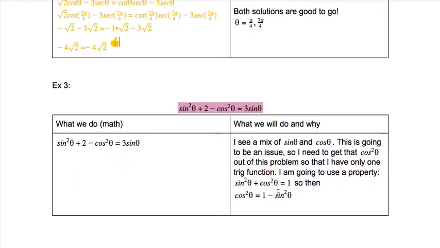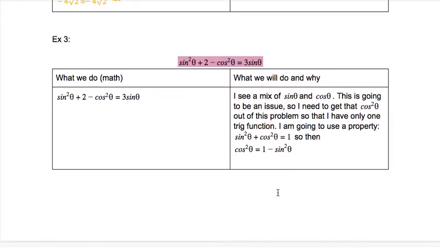All right, let's tackle another one. I have sine squared theta plus 2 minus cosine squared theta equals 3 sine theta. Now my biggest issue is I see a mix of sines and cosines. And I really feel like with sine squared going on in this problem and plain sine going on in this problem, it starts to feel like I'm heading in a quadratic equation direction. So I really think cosine squared needs to leave.